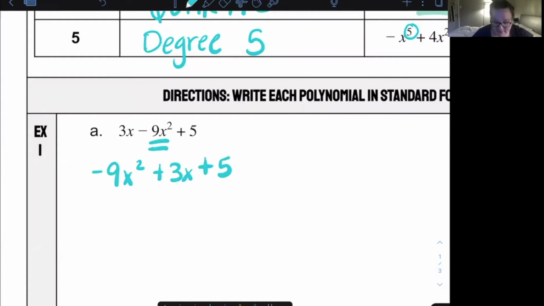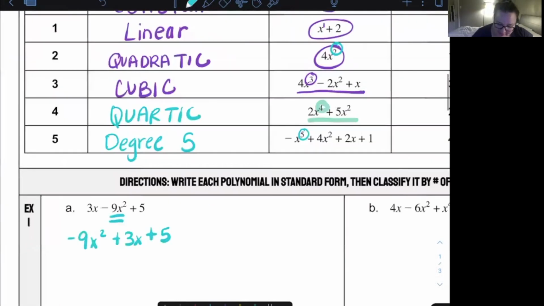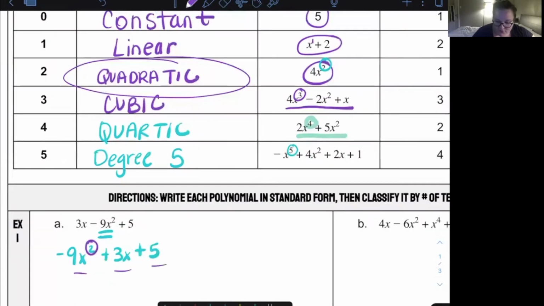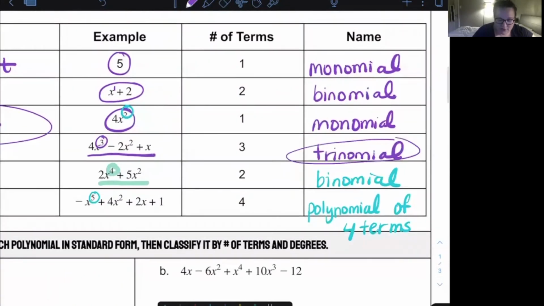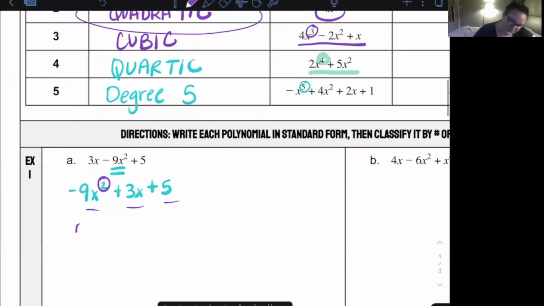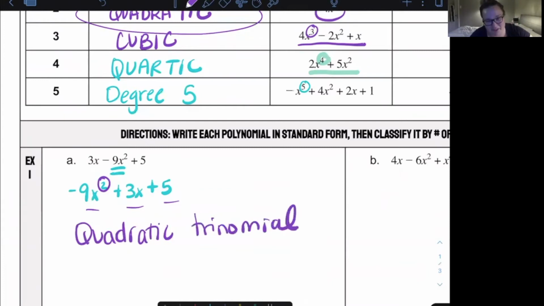So now I need to name this thing. Well, I see that my highest degree is a 2. And I learned today that degree 2 is called a quadratic. And then I've got 1, 2, 3 terms. And to name something with 3 terms, I call it a trinomial. So this is a quadratic trinomial. Is how I would classify it or name it.